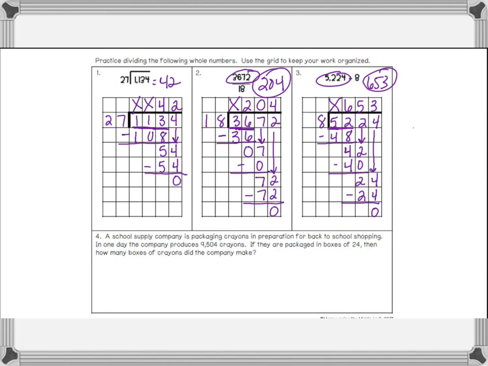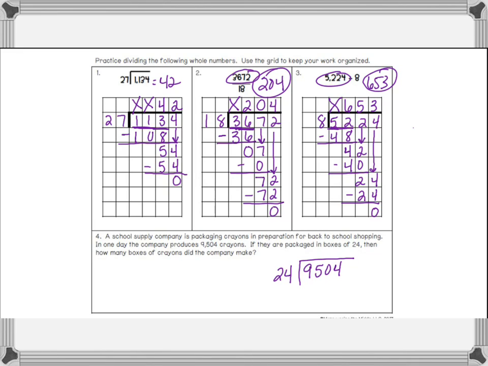So let's look at one word problem. A school supply company is packaging crayons in preparation for back-to-school shopping. In one day, the company produces 9,504 crayons. They are packaged in boxes of 24. How many boxes of crayons did the company make? Well, we're taking this 9,504 and we're dividing it up into boxes of 24.